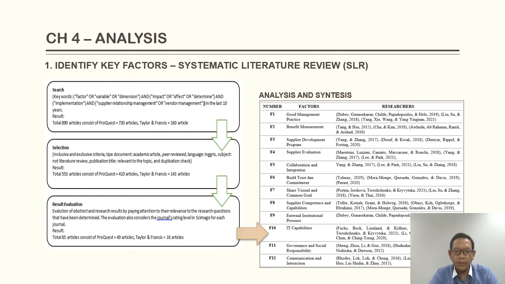In the selection stage, we use several inclusion and exclusion criteria and obtain 553 articles. Furthermore, an evaluation was carried out by looking at the substance and checking the rating of the journal at SimagoGR, and obtained the result of 65 articles consisting of 49 from ProQuest and 16 from Taylor and Francis. For the final stage, analysis and synthesis of the 65 articles was carried out and obtained 12 factors that influence the implementation of SRM from various sectors and geographical locations.